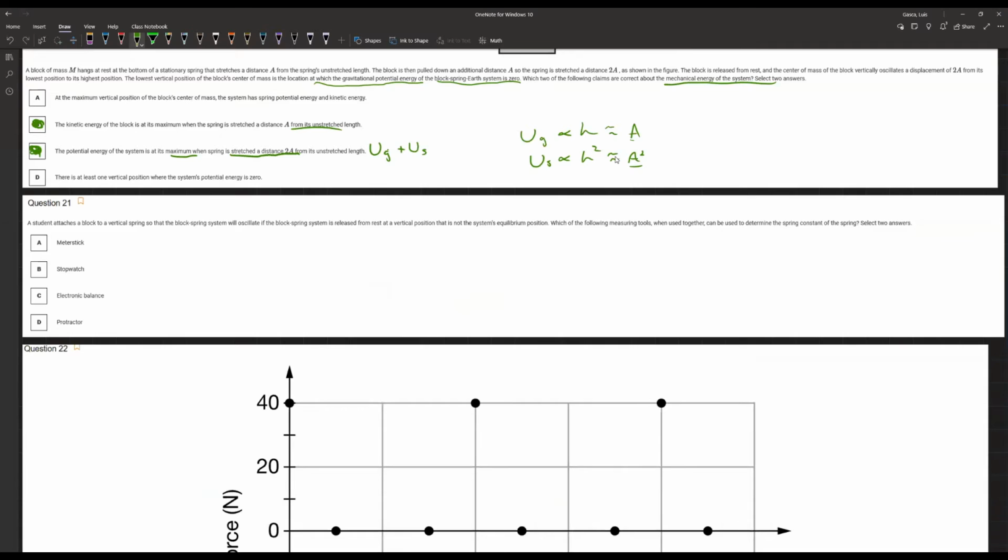A student attaches a block to a vertical spring so that the block spring system will oscillate if the block spring system is released from rest at a vertical position that is not the system's equilibrium position. Which of the following measuring tools, when used together, can be used to determine the spring constant of the spring? Select 2 answer choices.